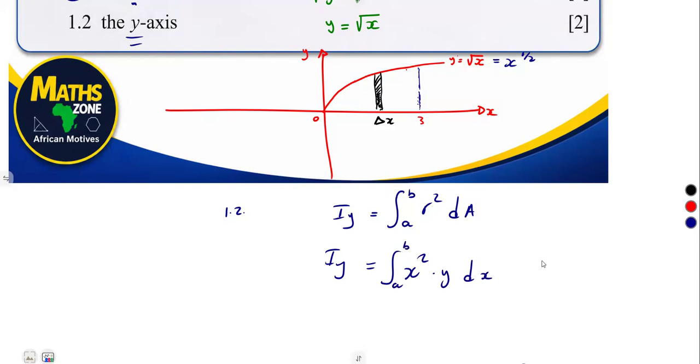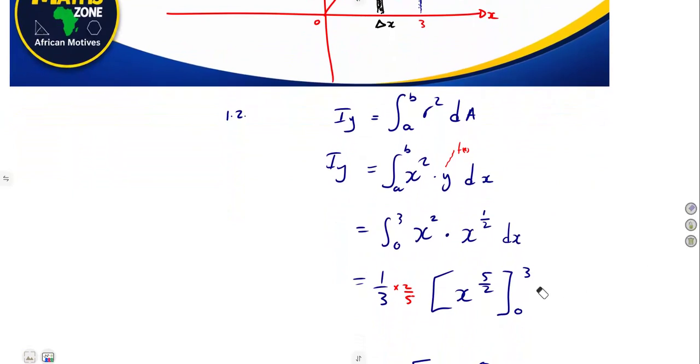So that's it from A to B. So the y in terms of x, that's our f of x, the function that you're already given there, which is x to the exponent of a half. So that was going to be the integral from 0 to 3 of x squared times y in terms of x, that's x to the exponent of a half, with respect to x. So here, guys, it's already in terms of x, so there's nothing that you are putting there or substituting.